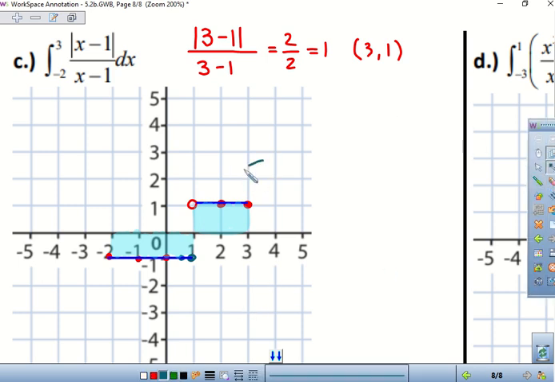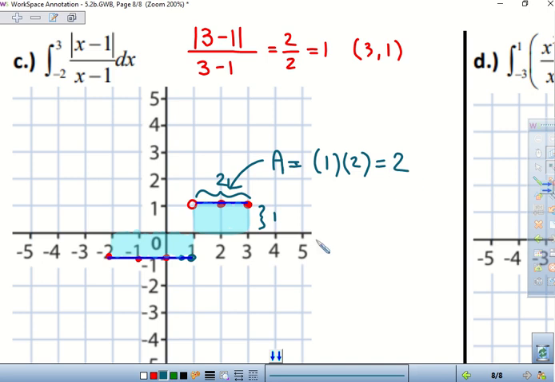Okay. What's the area up here going to be? 1 times 2. What kind of shape is this? A rectangle. We're finding the area of the shaded region, right? So 2 times 1. So you always shade the region between the function and the x-axis.